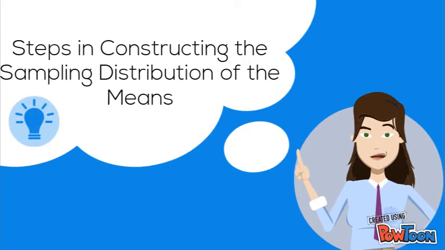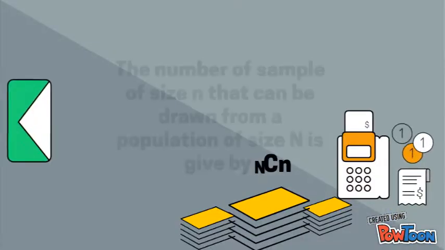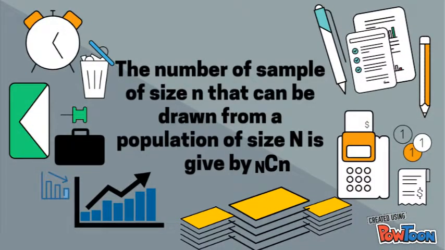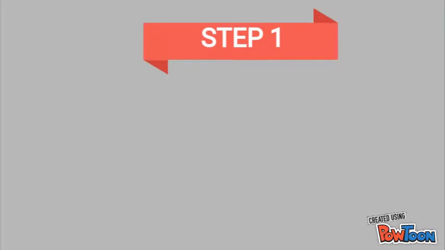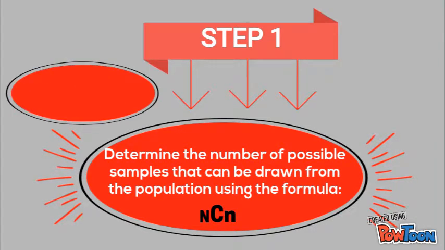Steps in constructing the sampling distribution of the means. The number of samples of size n that can be drawn from a population of size N is given by combination N taken n. Step 1. Determine the number of possible samples that can be drawn from the population using the formula combination N taken n, where the big letter N represents the size of the population, while the small letter n represents the size of the sample.